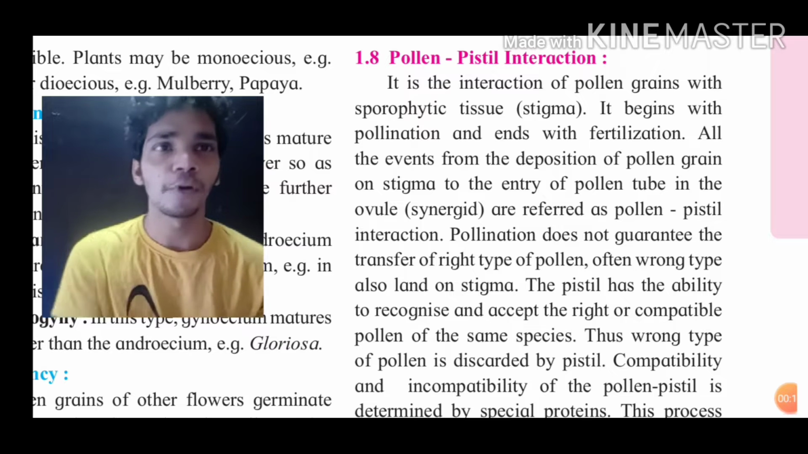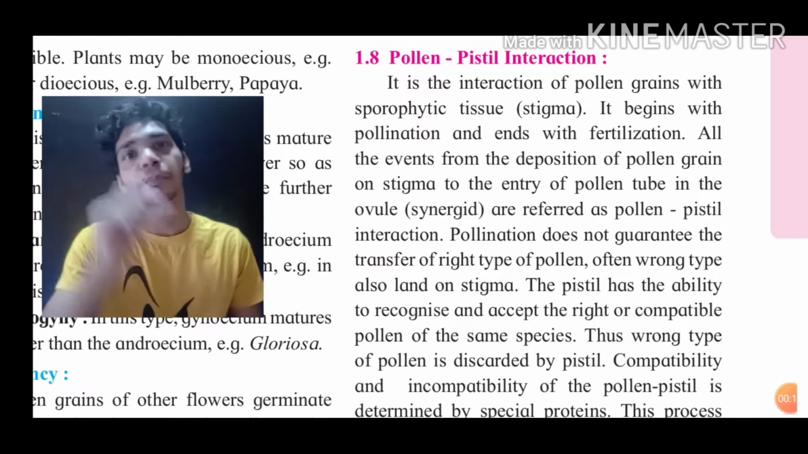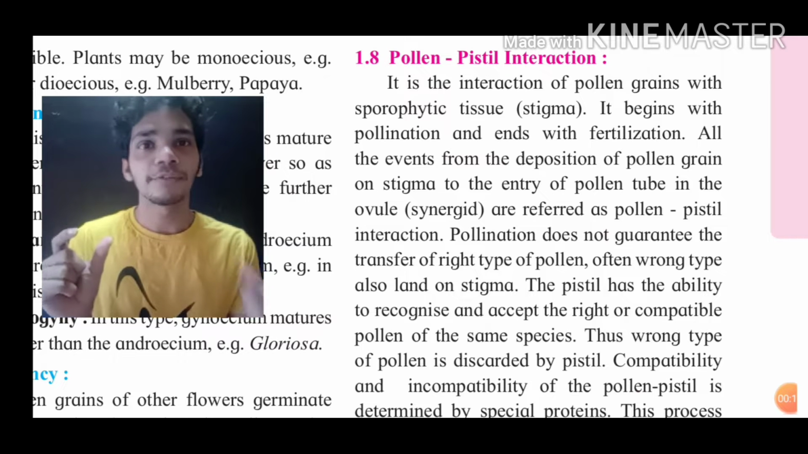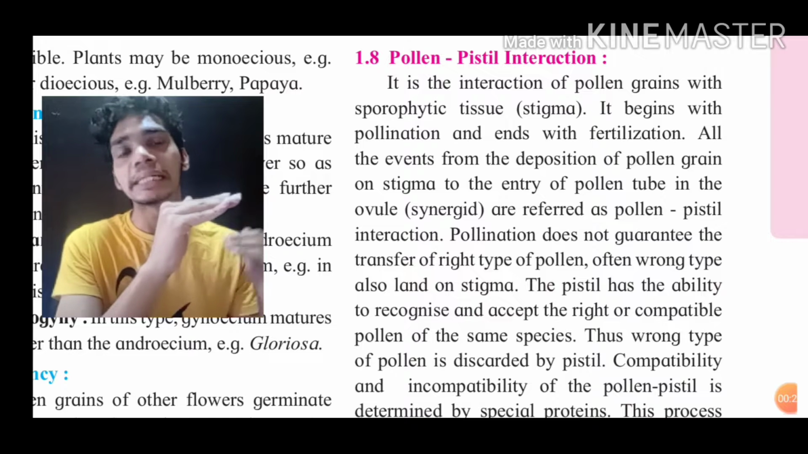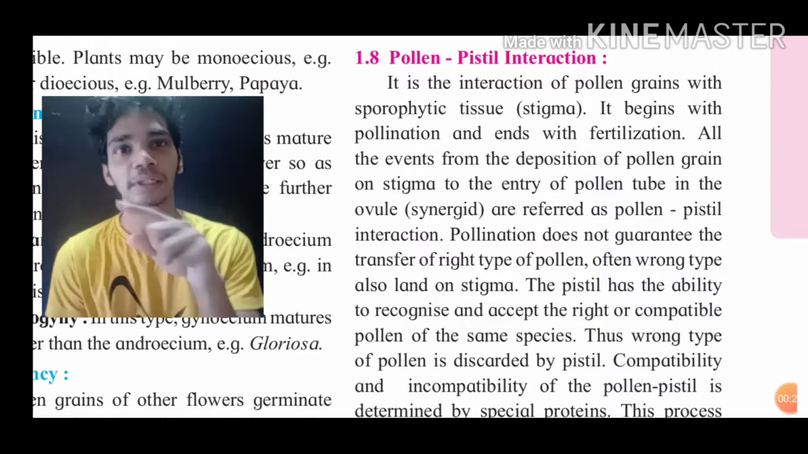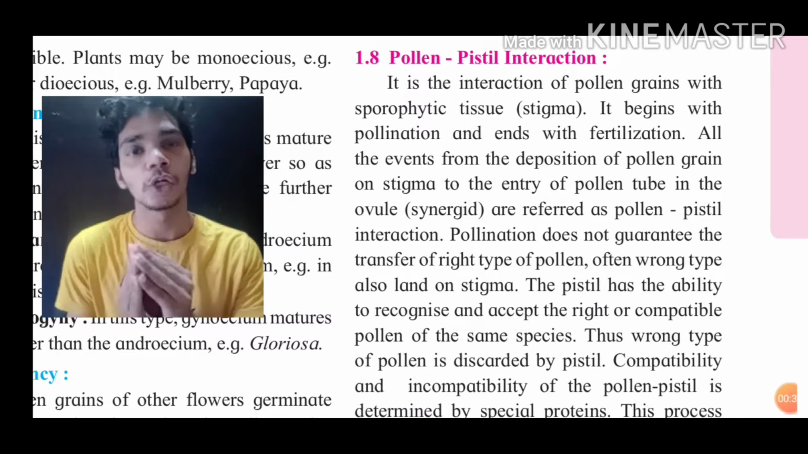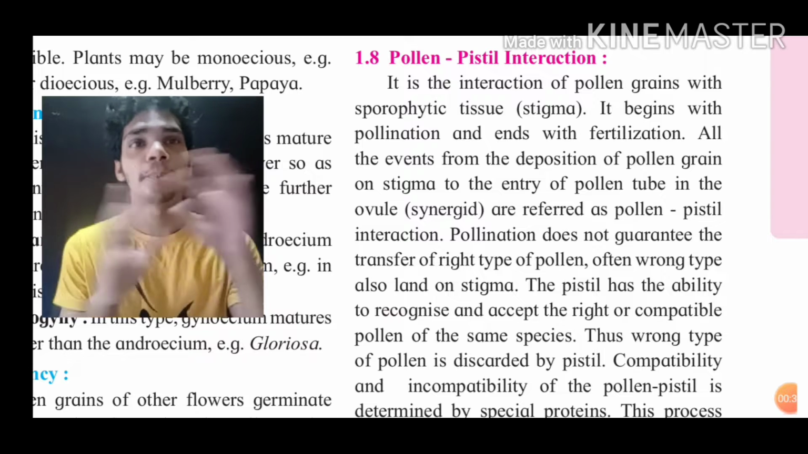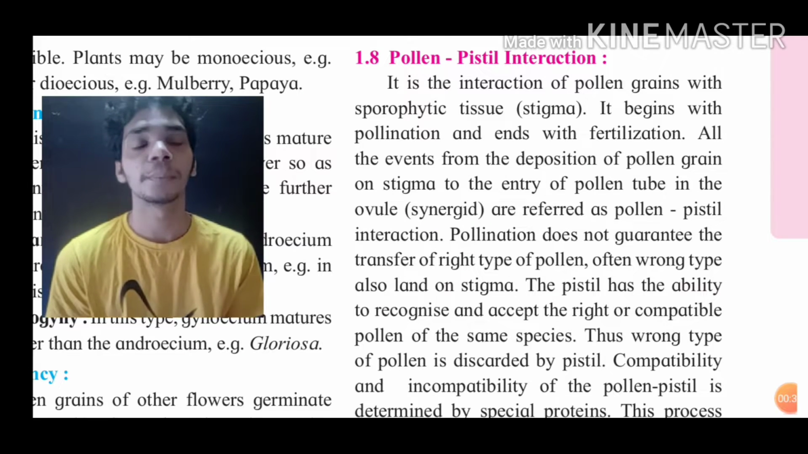Now we are going to talk about the pollen pistil interaction. The name itself suggests that there is an interaction between the pollen grains and the pistil. The first part of the pistil is the stigma, then comes the style, and then comes the ovary. So the first part of interaction of the pistil with pollen grains is the stigma. Pollen grains, after dehiscence, that is breaking open from the anther, get deposited on the stigma, and that is actually the interaction called the pollen pistil interaction.